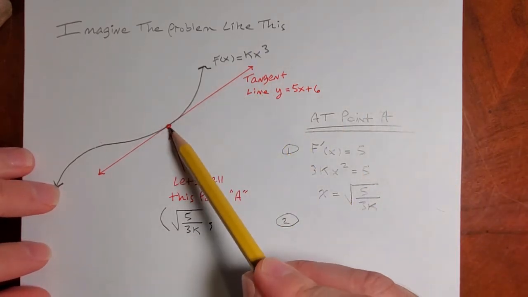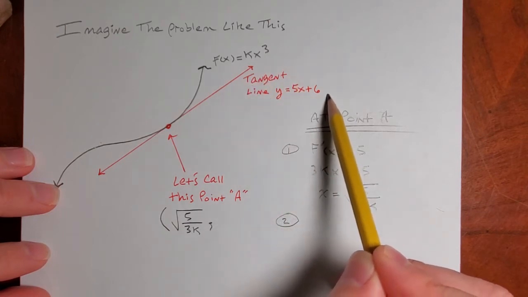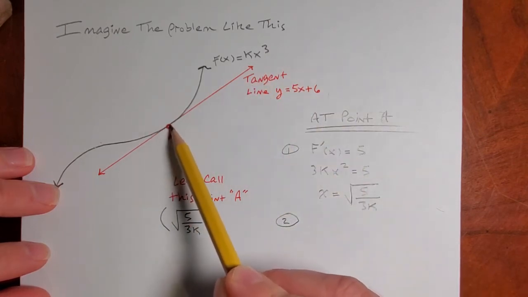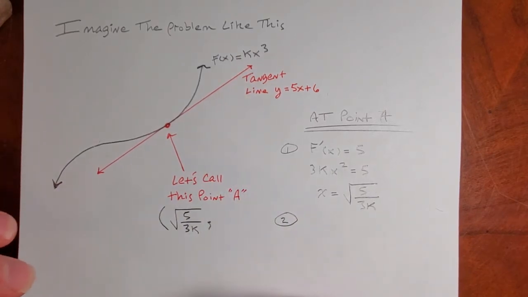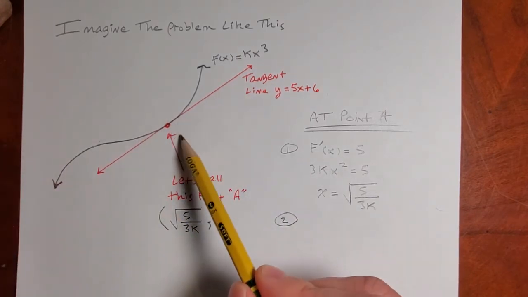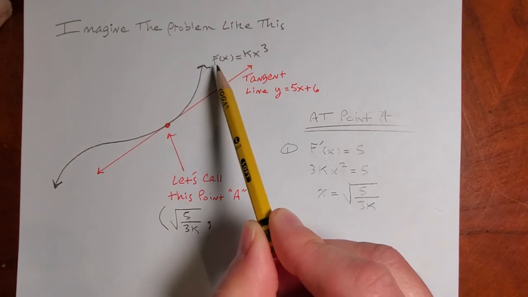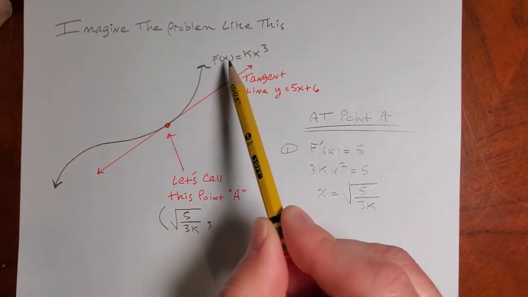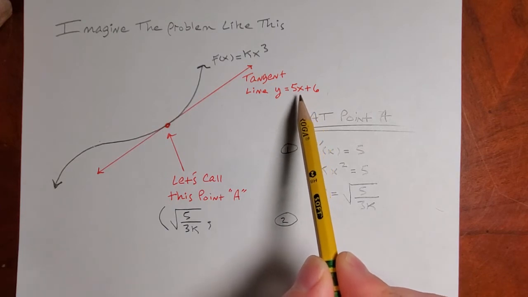Isn't the y-coordinate for this point on the tangent line in red the same as the y-coordinate on the curve? That is true, right? I mean, look at it. That's why I drew the picture. You can tell they're the same. So I can't really find the y-coordinate on the curve, but I have the equation of this line. So if I knew the x-coordinate, I can find the y-coordinate.